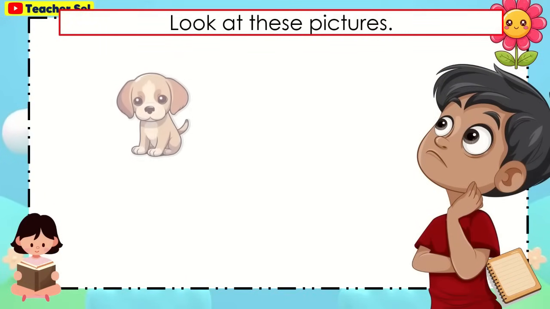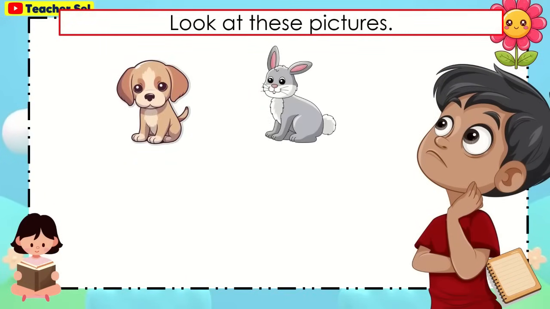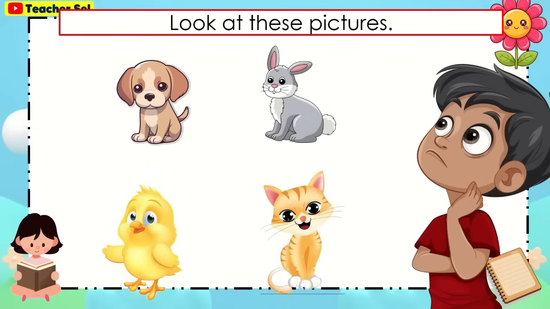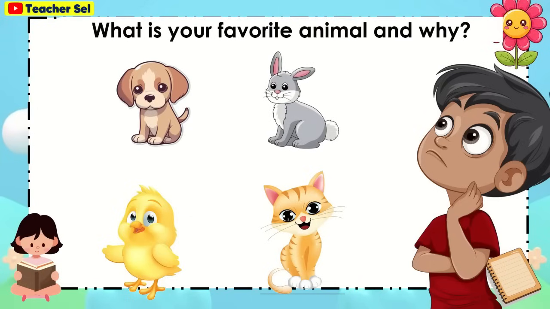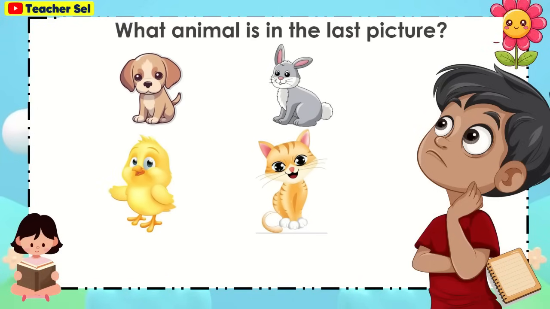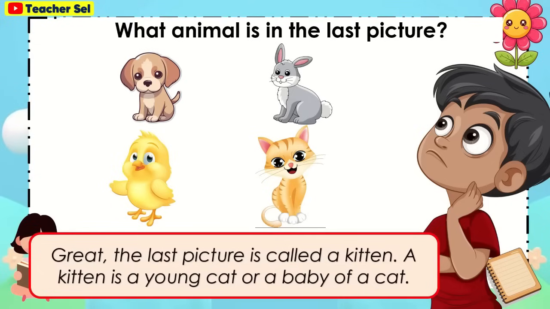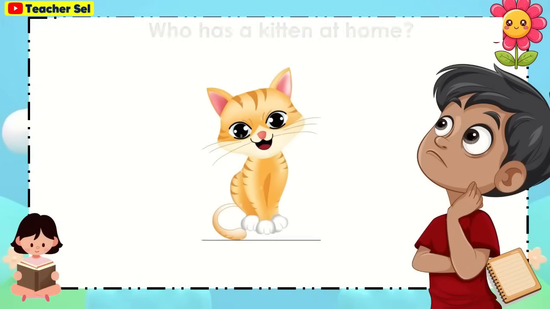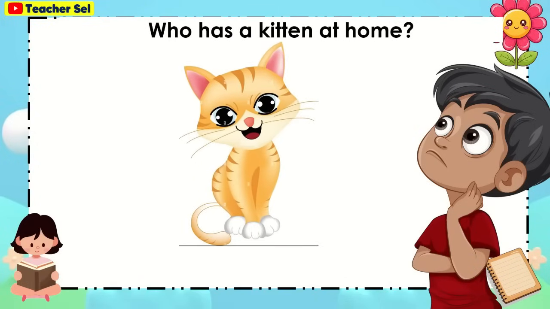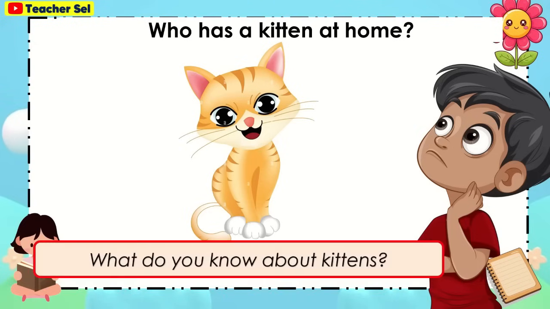Look at these pictures. First picture, second picture, third picture, and the fourth picture. What is your favorite animal and why? What animal is in the last picture? Great! The last picture is called a kitten. A kitten is a young cat or a baby of a cat. Who has a kitten at home? What do you know about kittens?